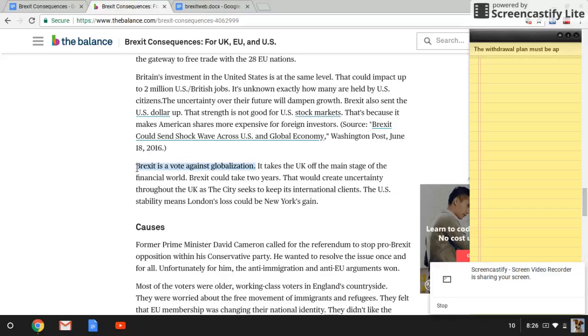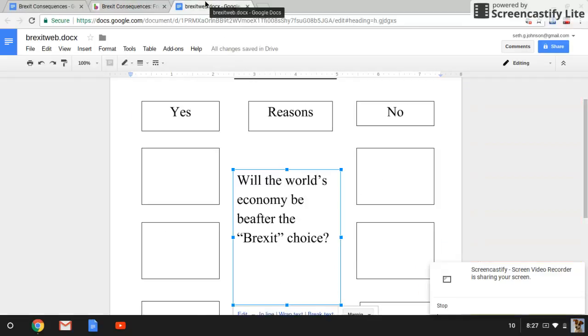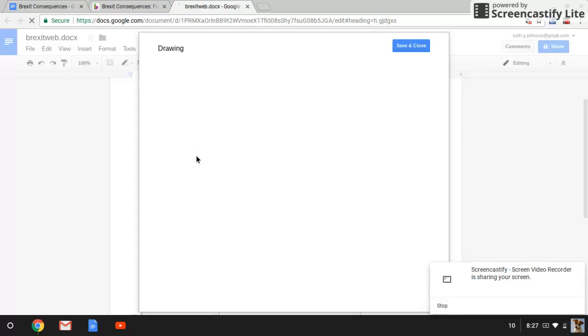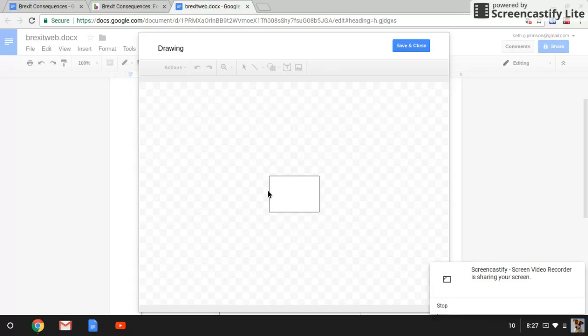Maybe someone believes that globalization is bad. There are obviously several people with a more libertarian view of economics. So they would say, all right, this is a good thing for the economy. They would go back in the yes column, mark something connected to anti-globalization. So they double click, and it pops up.